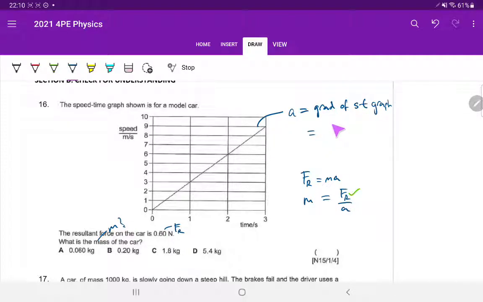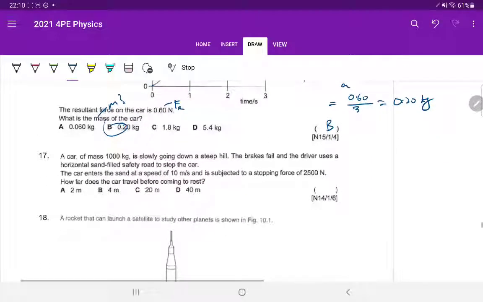To find the gradient, you can take any two points. Let's just use the first and the last point. This is convenient because it's 0, so it's going to be easy to use. It's simply change in speed, so v minus u over t, or just the gradient. Final minus initial, 9 minus 0, change in speed over time taken, which is 3 seconds, so 3 minus 0. The answer is 3 meters per second squared. I've got my acceleration now as 3 meters per second squared. F_R is 0.60 over 3, which gives me 0.20 kg. Alright, so the answer is B.